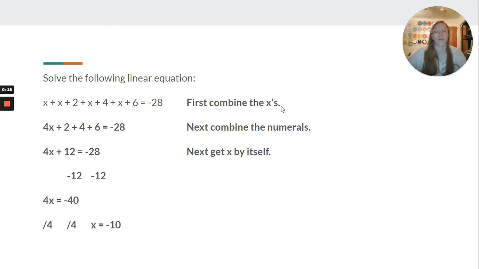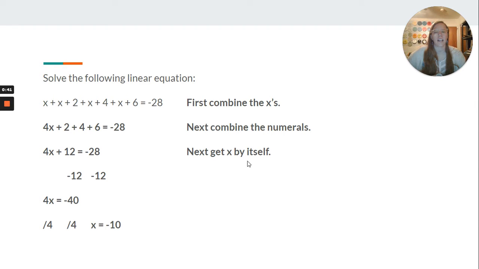So our first step is going to be to combine the x's. So we count them because they're all just 1. So we have 1, 2, 3, 4. So we have 4x plus 2 plus 4 plus 6 equals negative 28. So next we combine the numerals. So 2 plus 4 is 6, plus 6 is 12. We have 4x plus 12 equals negative 28.